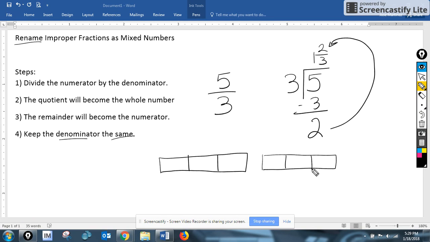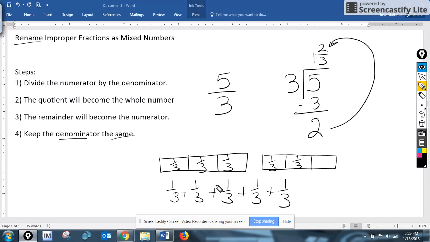It kind of looks the same. And remember, these are all 1/3 pieces though. 1/3, 1/3, 1/3, 1/3, and 1/3. If I were to decompose 5/3, wouldn't it look something like this? 1/3 plus 1/3 plus 1/3 plus 1/3. That's this one, plus 1/3 right here. 1, 2, 3, 4, 5. This is equal to 5/3.